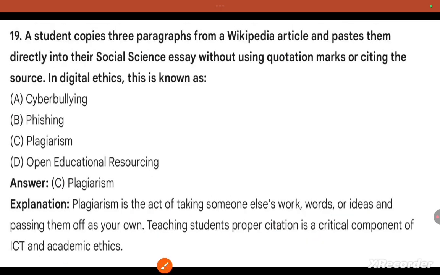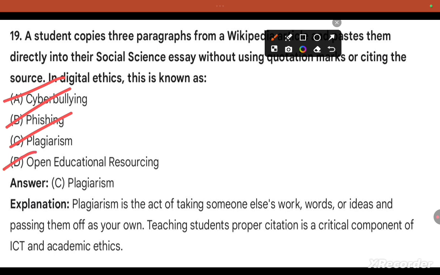Question 19. A student copies three paragraphs from a Wikipedia article and pastes them directly into their social science essay without using quotation marks or citing the source. In digital ethics, this is known as A. Cyberbullying, B. Phishing, C. Plagiarism, D. Open educational resourcing. So here is the answer, that is about plagiarism.